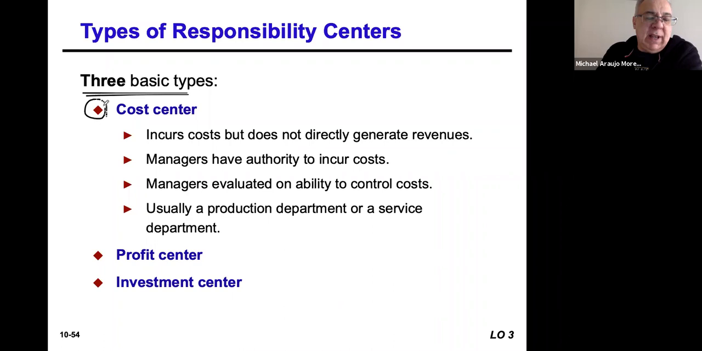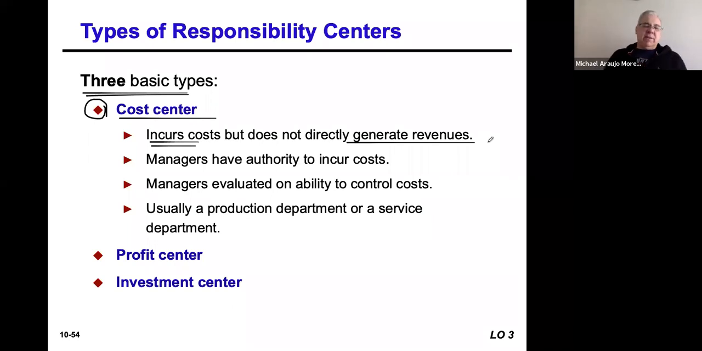So in terms of responsibility centers, there are three main types. A cost center is the most common, and that's basically a part of the business, say like customer service, which incurs costs but doesn't sell anything. So they don't generate any revenue. So that's a typical cost center. Like I said, a customer service department for a large company takes care of customer issues, but doesn't generate any revenue.